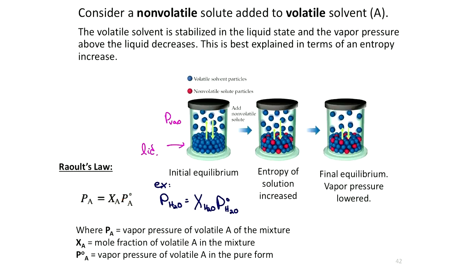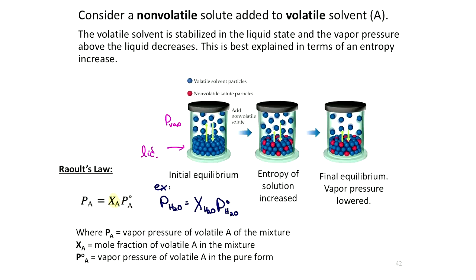All right, so we're using mole fraction again. So for example here, the partial pressure, the vapor pressure of water exerted in a mixture is equal to the mole fraction of water that's in that mixture times the vapor pressure of water in its pure form. So we're just using mole fraction here.